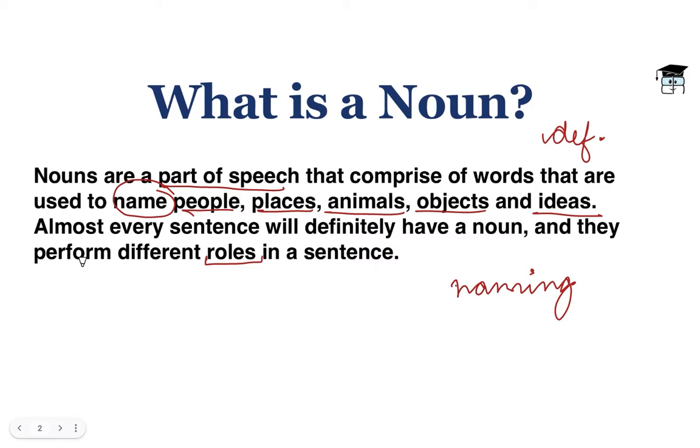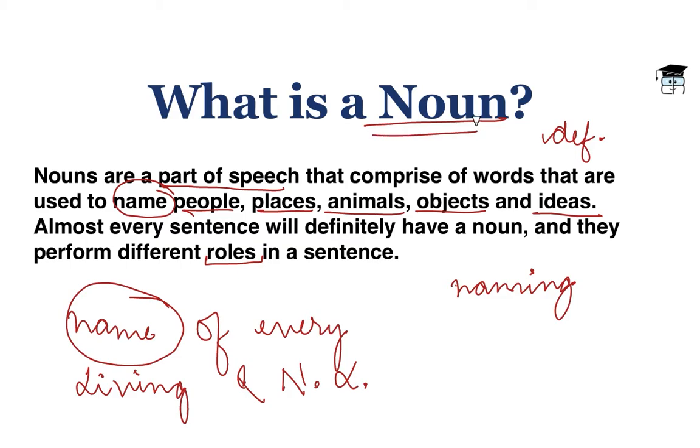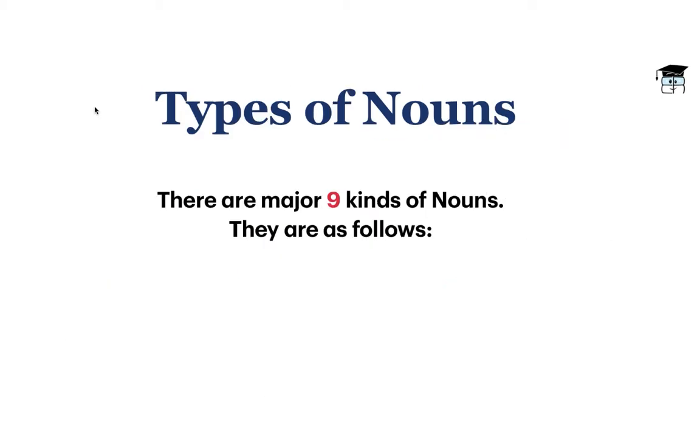Right. So, in simple words, what is a noun? A noun is a name of every living and non-living thing when added up in a sentence. That is called a noun. Clear? Okay, now that we know what nouns are exactly, let us talk about the different types of nouns.